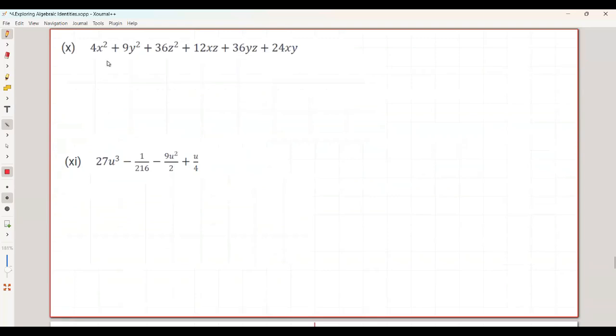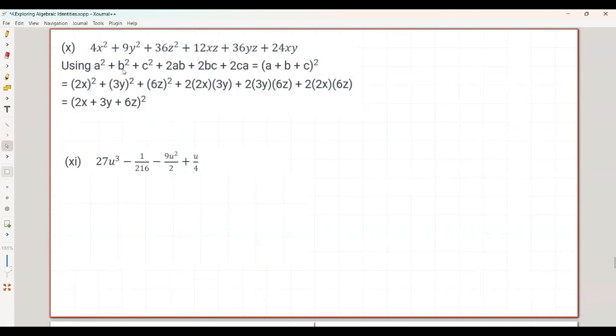So the 10th one: 4x square plus 9y square plus 36z square plus 12xz plus 36yz plus 24xy. Now this is a square identity. This is in the form of a square plus b square plus c square, so we can go with that identity: a square plus b square plus c square plus 2ab plus 2bc plus 2ca. The formula is (a plus b plus c) the whole square. The main thing is we have to find out what a, b, c are. Then that is our answer.